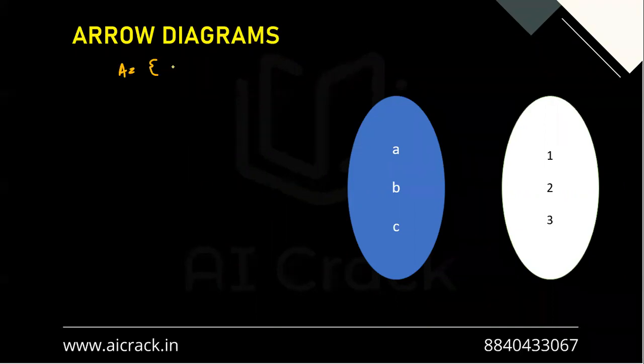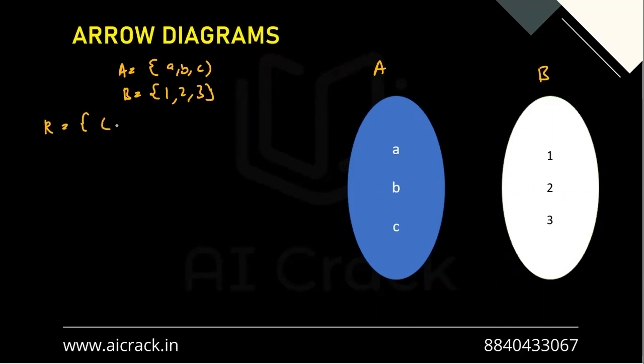So set A is A, B, C here, and set B equals 1, 2, 3. So this is our set A, this is our set B, right? Now let's define one relation. That would be, let's say (A, 1), (B, 1), and let's say (C, 2). So we have defined this relation over here.